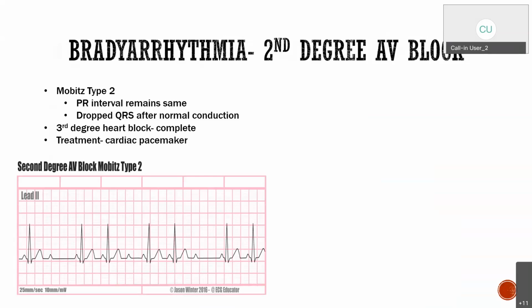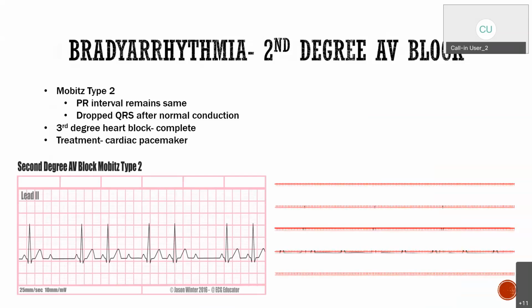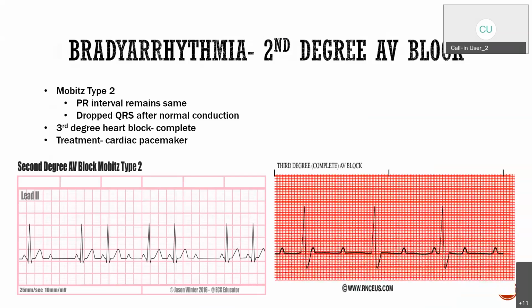So type 2 is where the PR interval will stay the same, but then after every third or fourth beat, there's a drop in the QRS. And in third degree, there's a dissynchrony between the atria and the ventricles. So the atria are going at their own rate and the ventricles are going at their own separate rate.